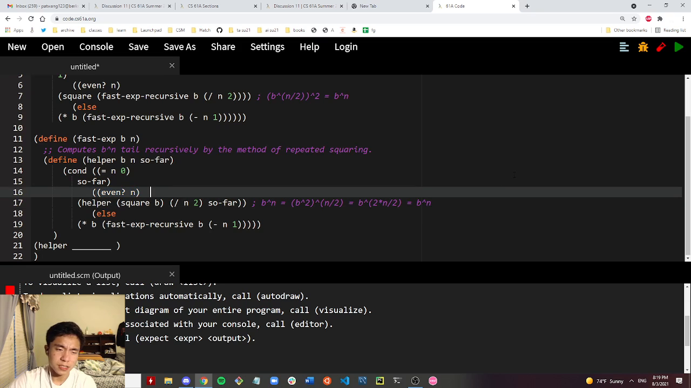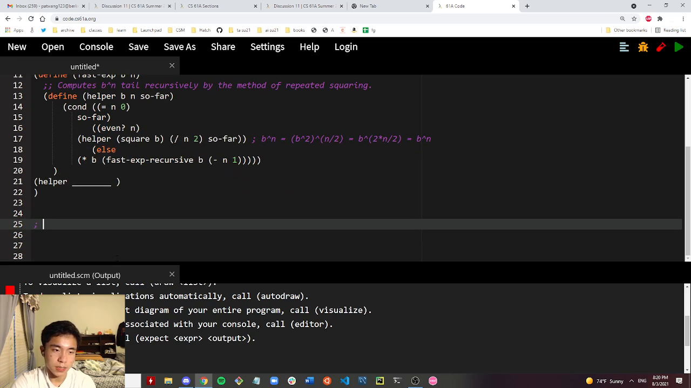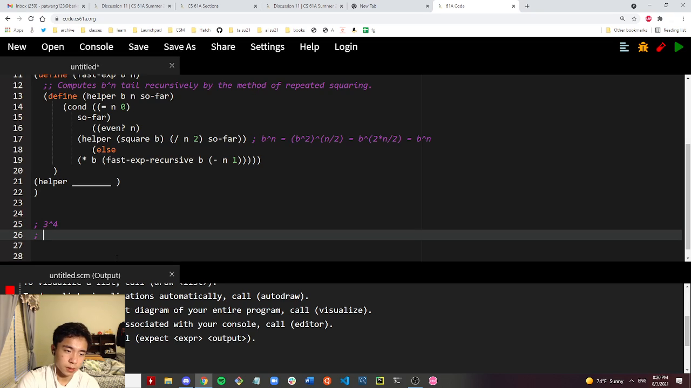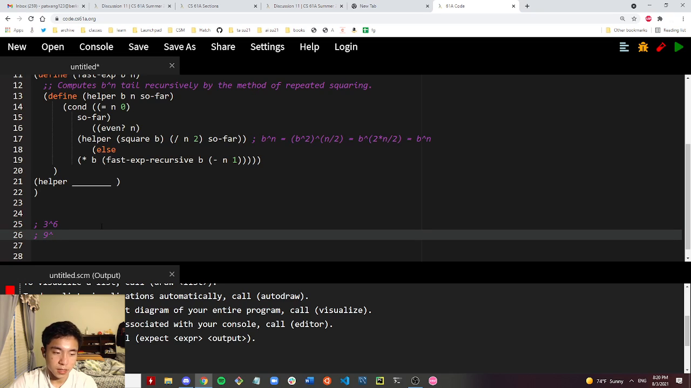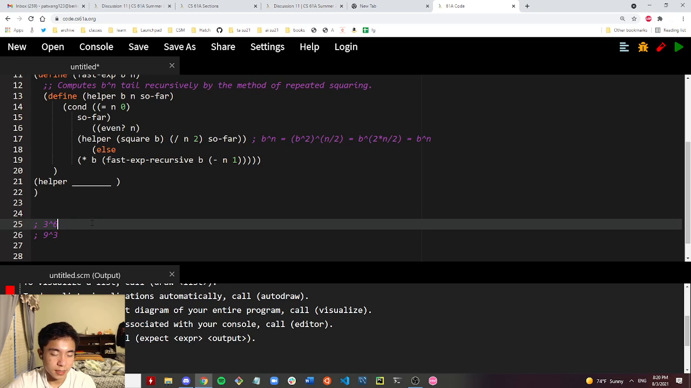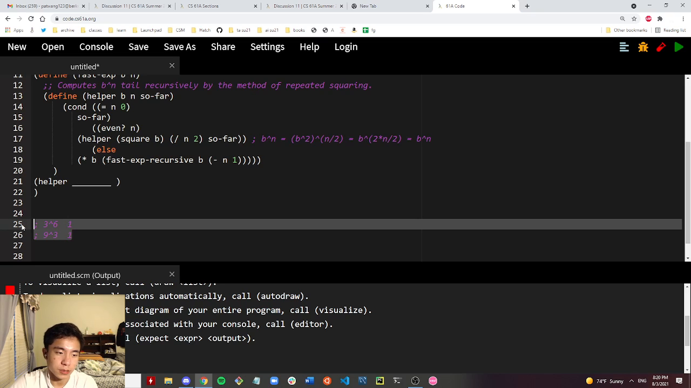And so you might imagine, here, maybe make some space down below, we have something like 3 to the power of 4. And this is going to become 9 to the power of 2. Actually, let me make this 6. And so this is going to become 9 to the power of 3. And then now we hit a case where it's odd. And so far might be 1 right here, and so far it's still going to be 1 when we do the helper.